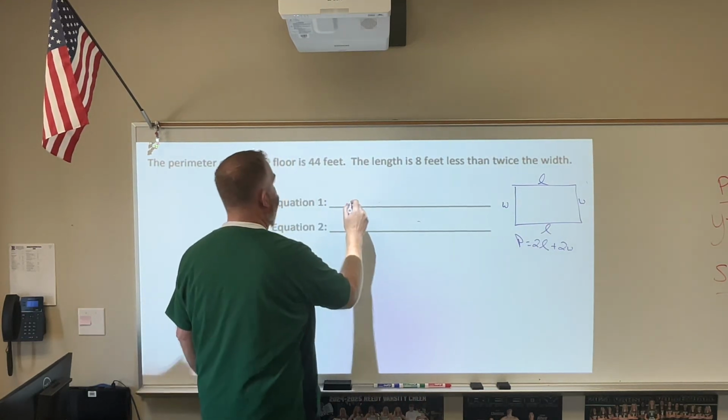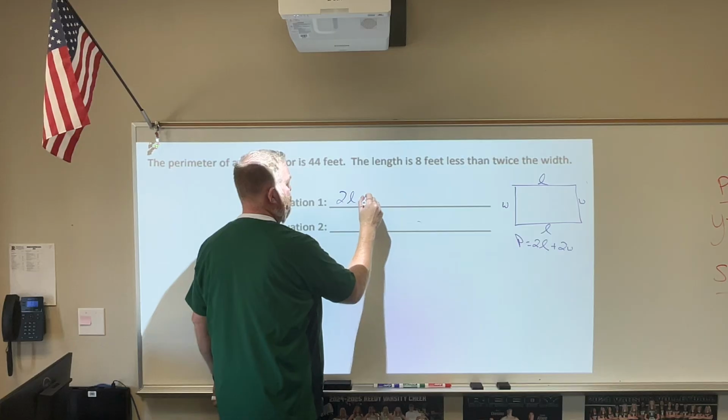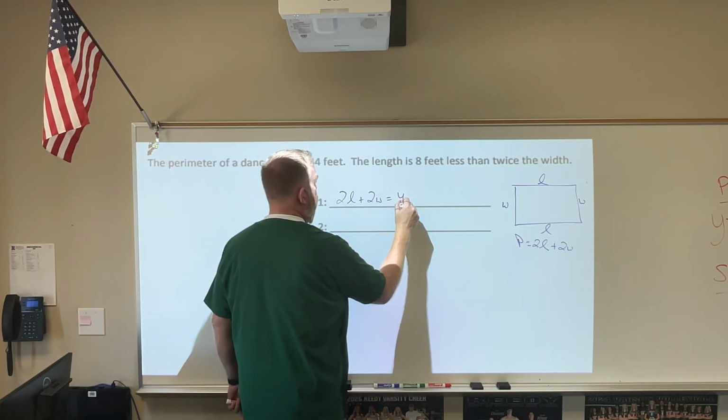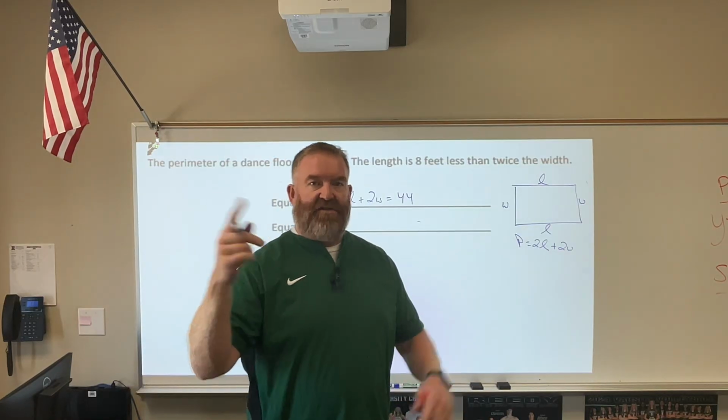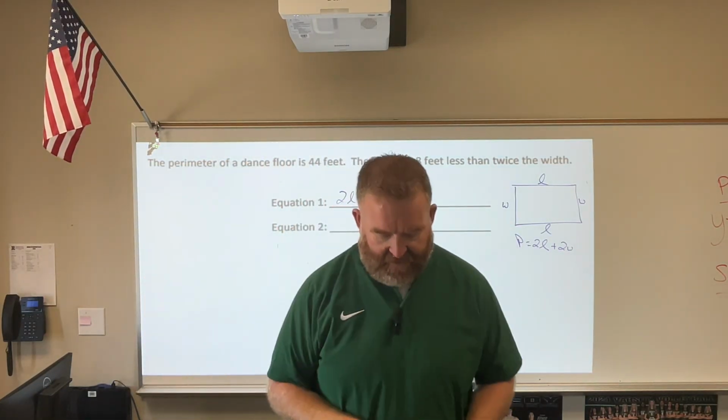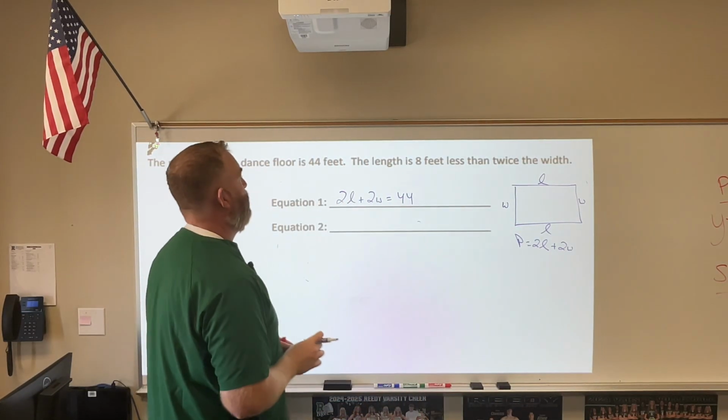The perimeter is 44, so 2L plus 2W equals 44. Hopefully you remember that. 2 lengths, 2 widths. The perimeter is the area on the outside. All right, here's the second one.